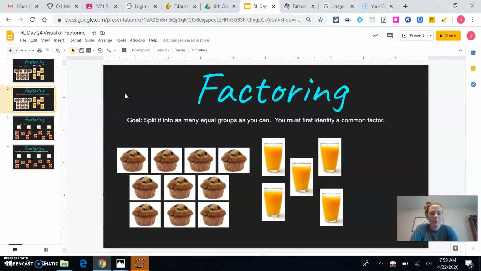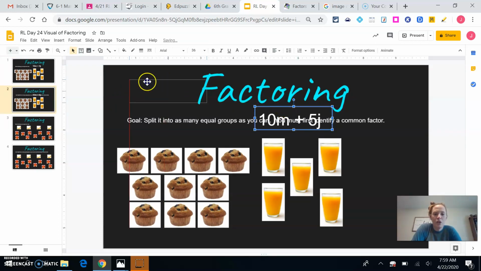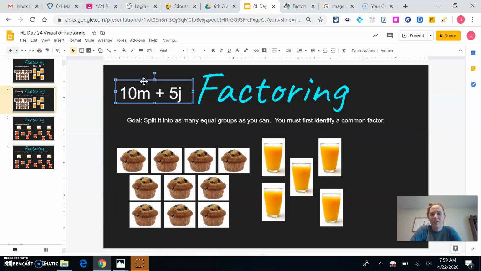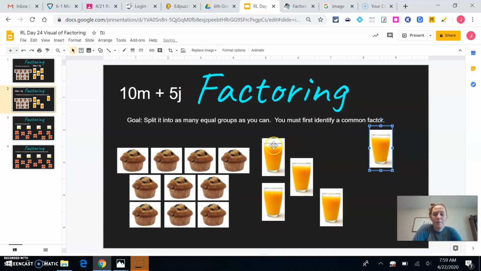Okay, if you see, I'm just going to paste this in, we still have 10 muffins and 5 glasses of juice. It says here our goal when we're factoring is to split into as many equal groups as we can, but we first have to identify a common factor. It might be hard for me to see when I see the visual, but when I see the number 10 and the number 5, I know, hey, I can split those into 5 groups. So what we're going to do today is physically rearrange it so that we can get a picture. So we want 5 different groups.